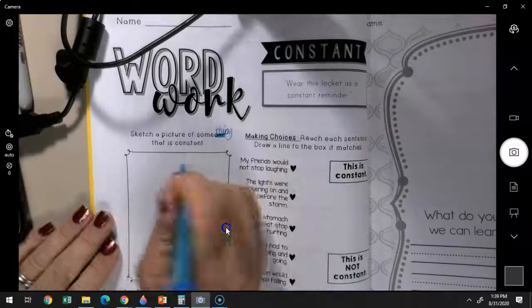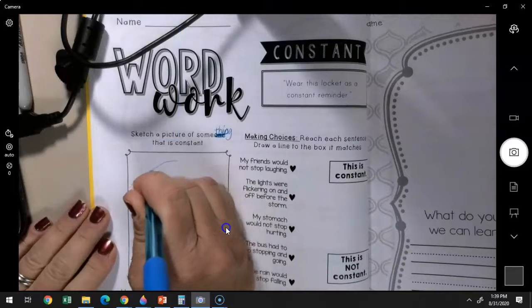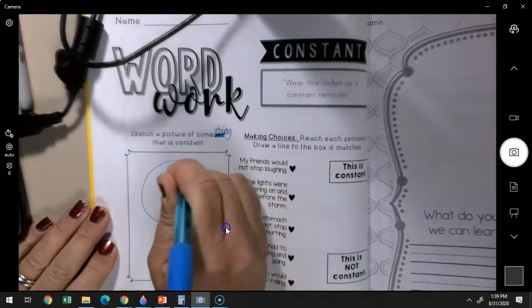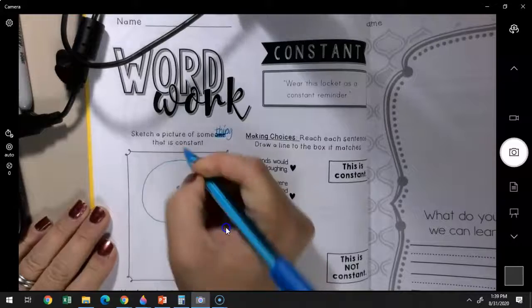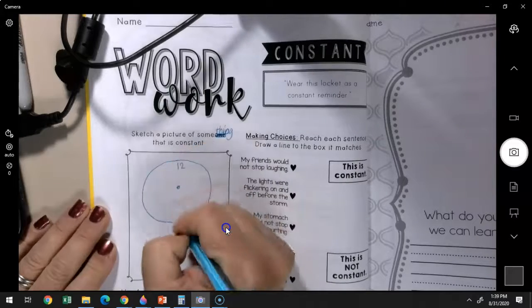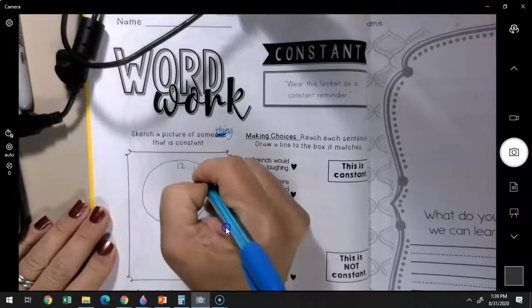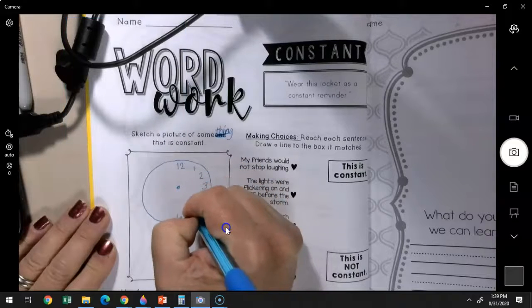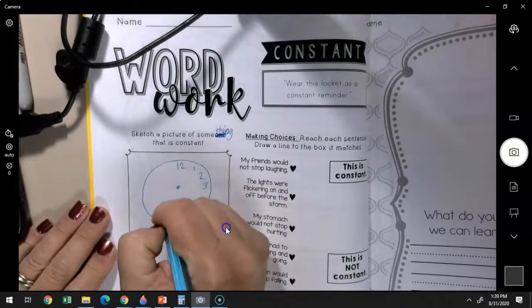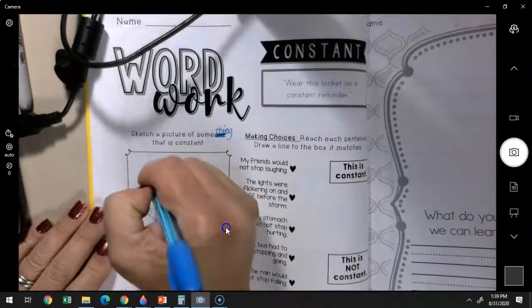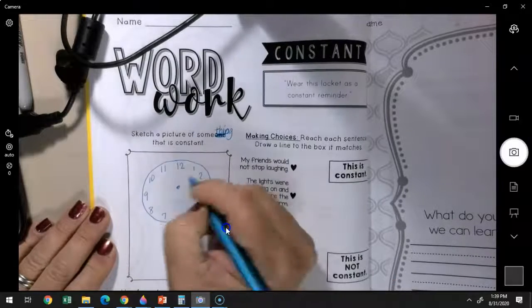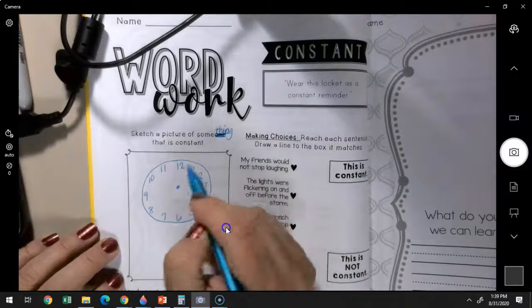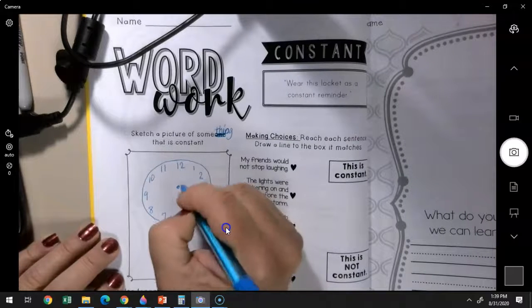I'm going to sketch for myself an analog clock, which we'll talk about later on this year. But for me, I think of a clock as being constant, of course, unless it runs out of battery or the electricity is turned off to it. But to me, the ticking of the second hand on the clock is constant.